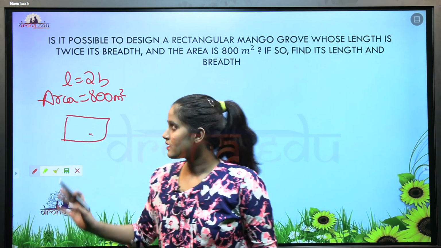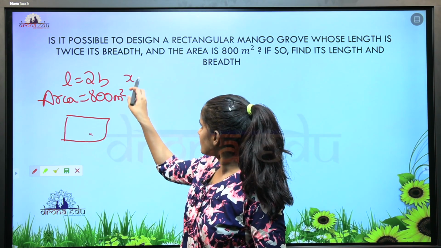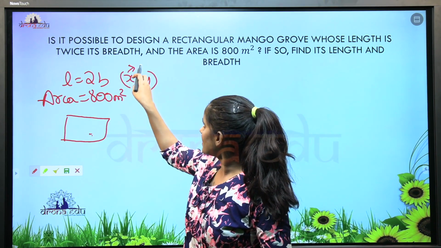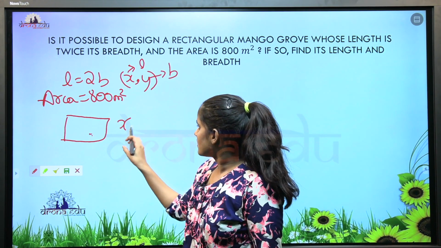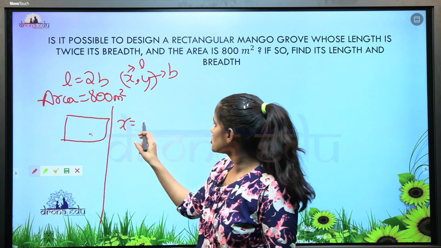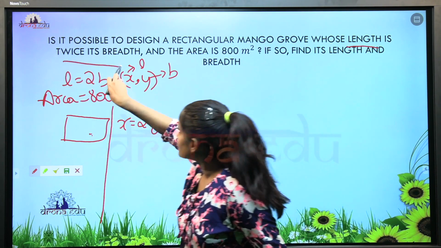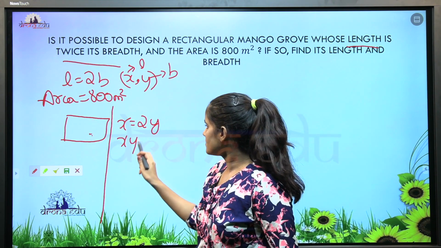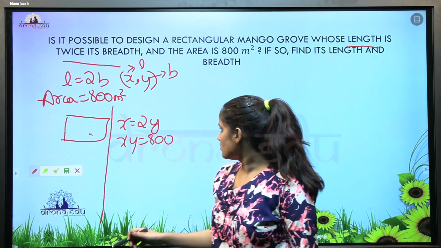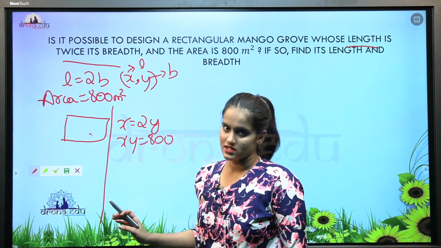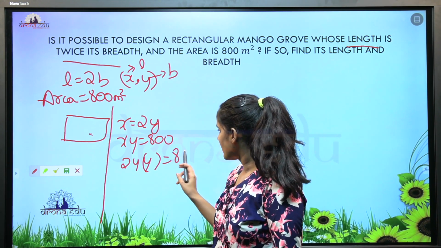Let's find it. Here, instead of L and B, I will take x and y, where x is nothing but the length and y is nothing but the breadth. Given is x is equal to 2 times the breadth. The length is twice its breadth and the area xy is 800. Now I'll just replace this x value here. So 2y into y is equal to 800.